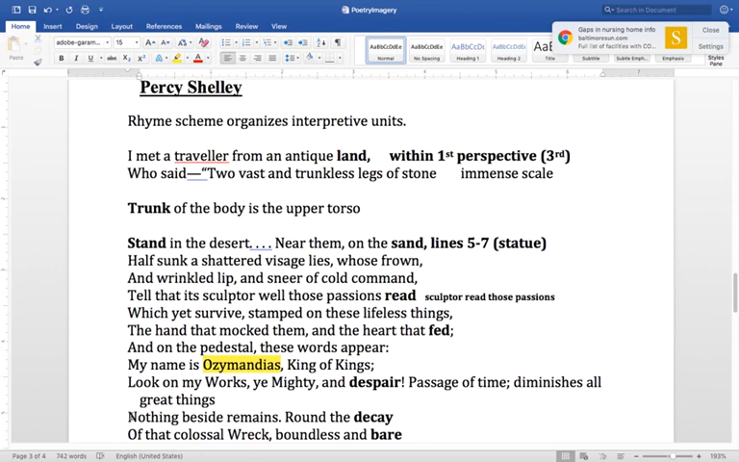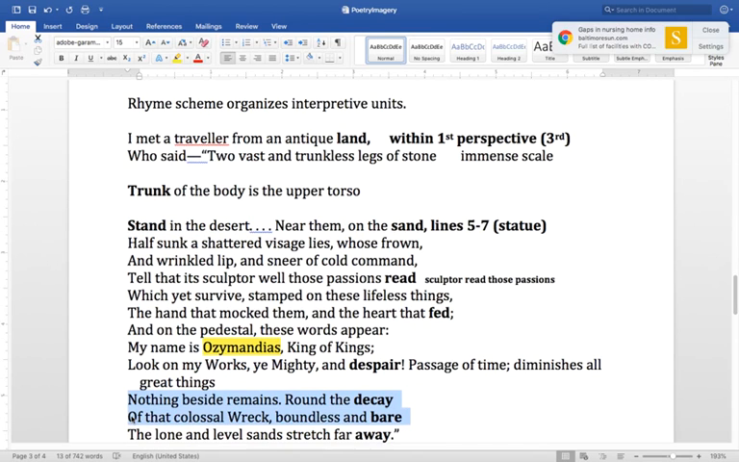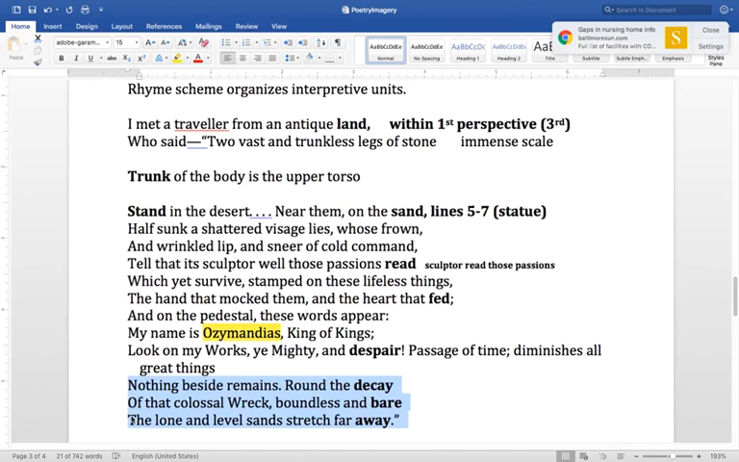Nothing beside remains round the decay, and we get a sense of this desolateness, right, through the word decay, through the word bare. Nothing beside remains. In other words, all that's left is the pedestal, the trunkless legs of stone, the shattered visage. That's the only thing that you find in the middle of this desert. And in your mind, you know exactly what a desert looks like. The imagery is evoked of the desert.